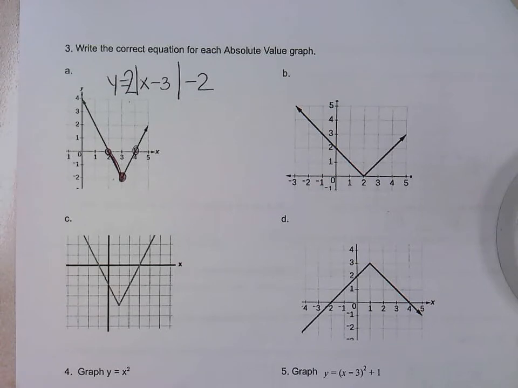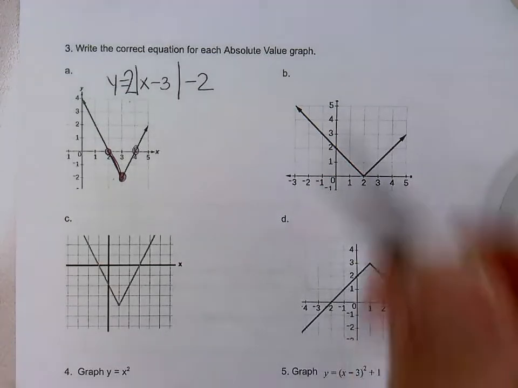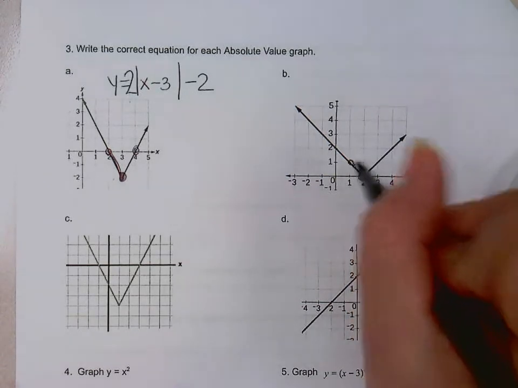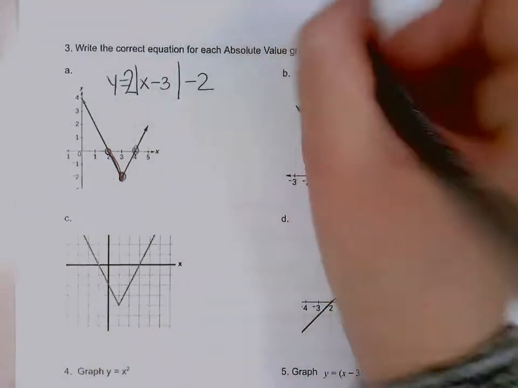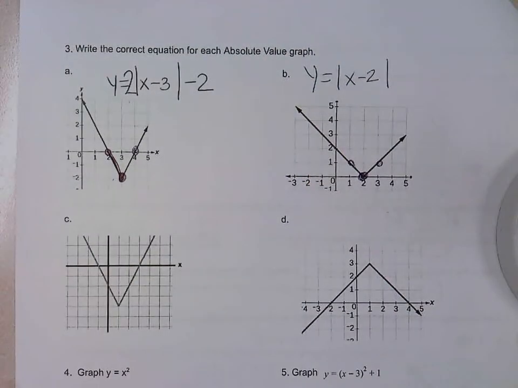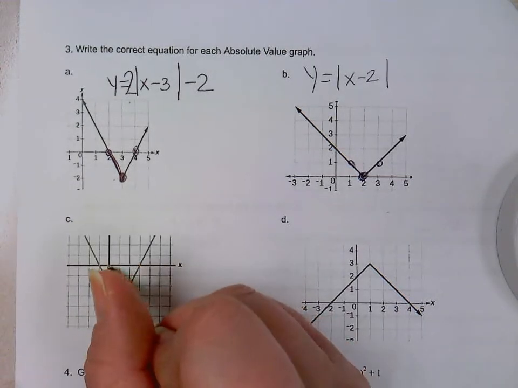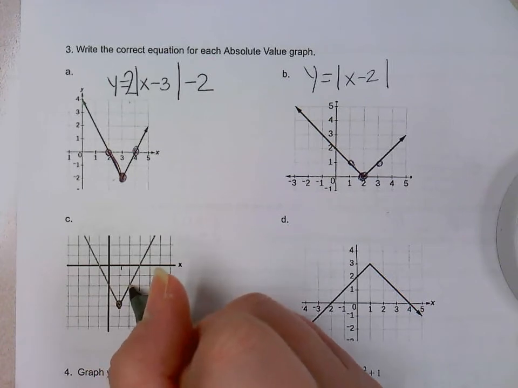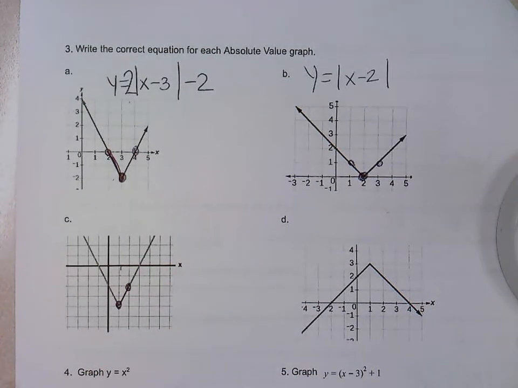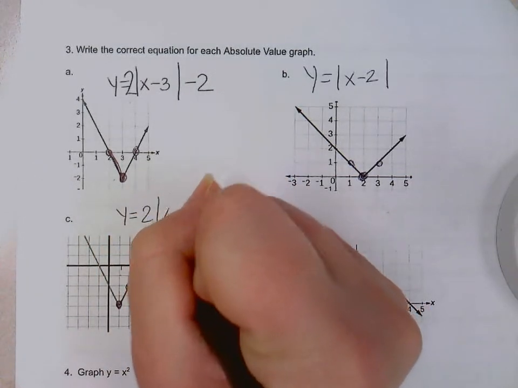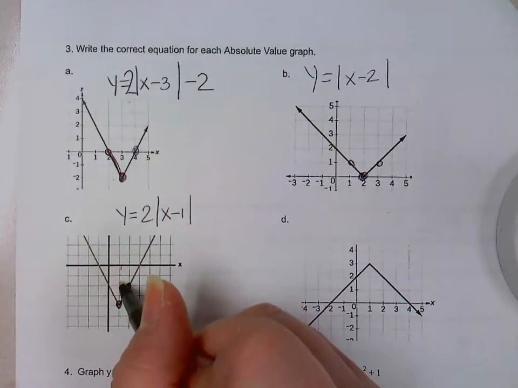Now I'm going to say the answers. This has been shifted right 2, and that's it. Still a slope of 1. So just right 2 would be x minus 2 inside the absolute value. This one has been shifted right 1 and down 1, 2, 3, 4, and it has a steepness of 2. So steepness of 2, right 1 and down 1, 2, 3, 4.